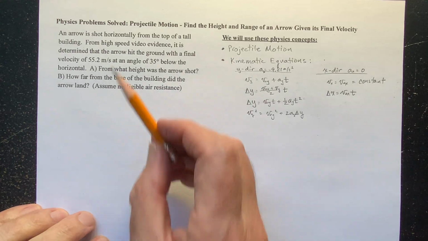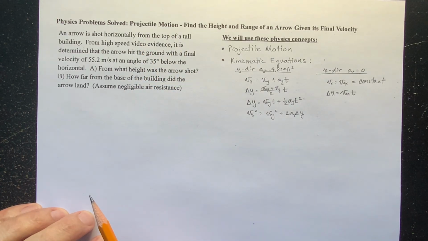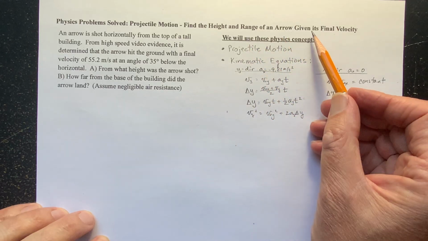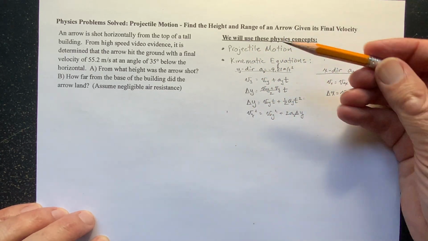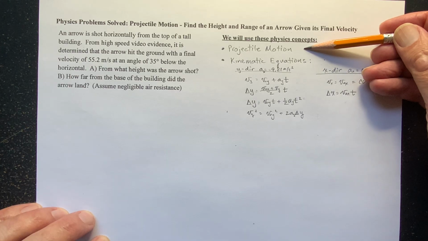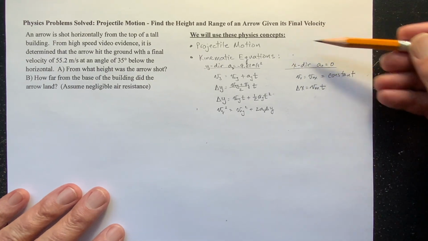And in this one, we're going to work a projectile motion problem. We're going to find the height and range of an arrow given its final velocity. A little different than most of them. So, of course, we're going to be talking about projectile motion.